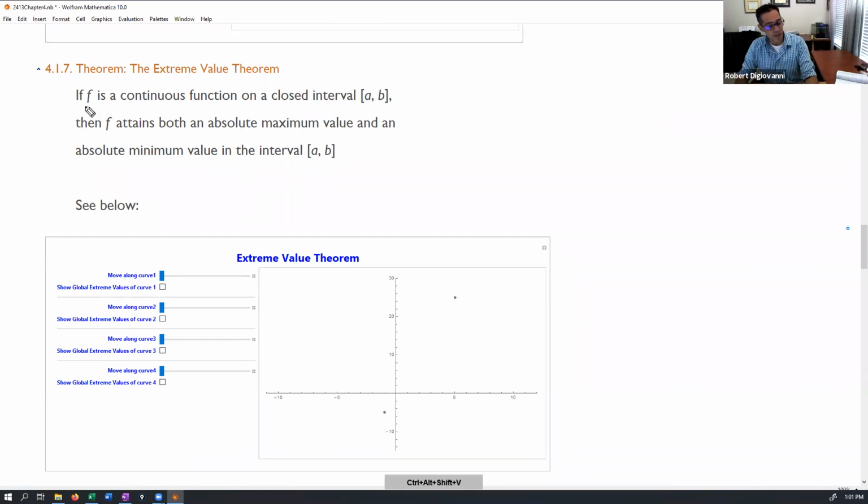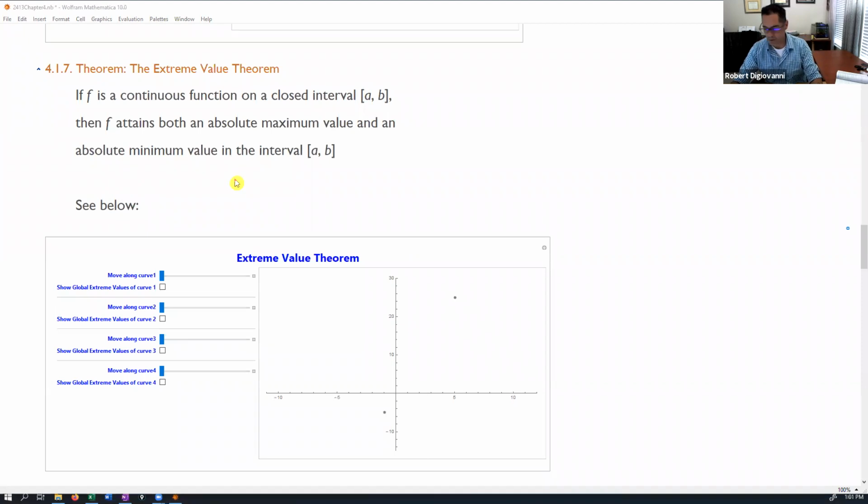It says, if f, man, what is going on with my thing today? I'm having a lot of issues here. Give me a moment. Let me see if this will work. Let me try this again. Okay, let's see if this works now.